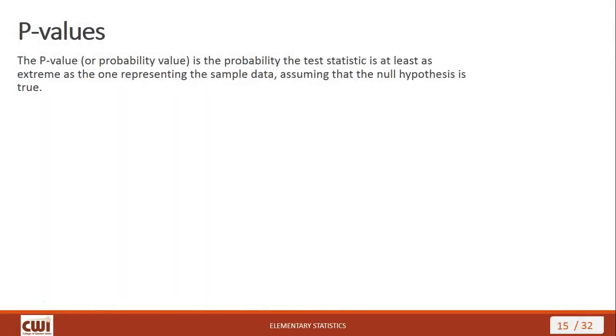Alternatively, instead of using a t-statistic for making our decision, we can use a p-value. So let's talk about calculating p-values. P-value, which is a shortened way of saying probability value, is essentially the probability that the test statistic is at least as extreme as the one representing the sample data, with the assumption that the null hypothesis is true.